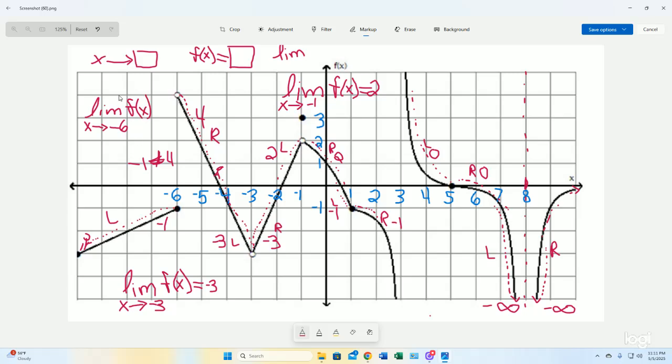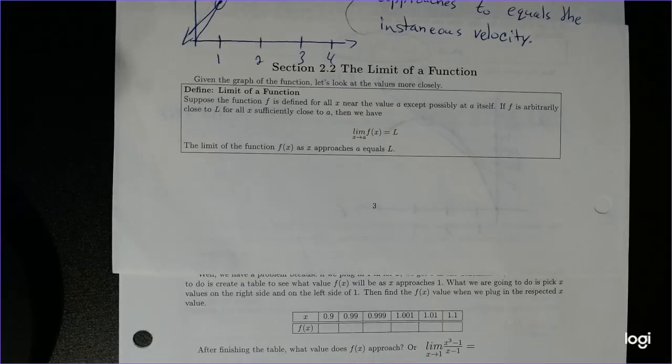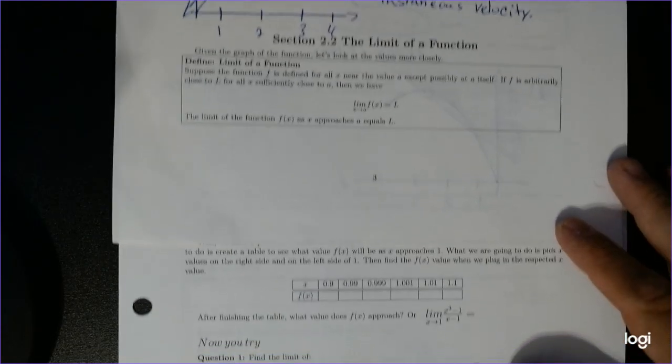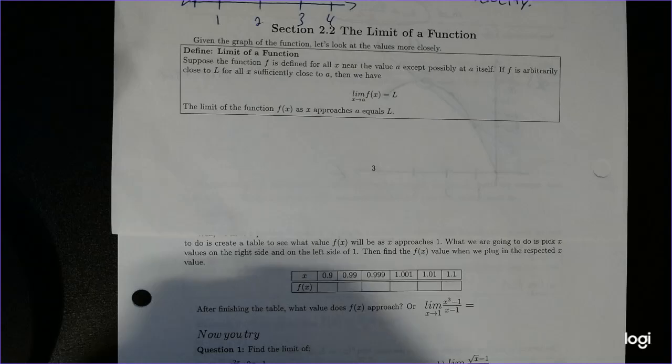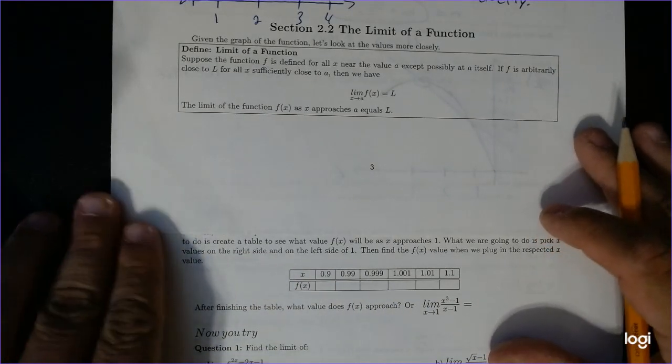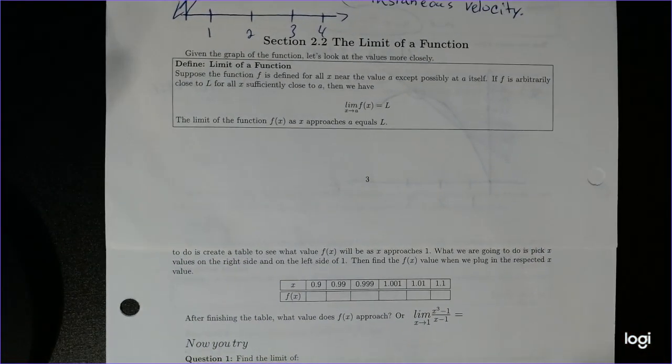Okay? So that's a brief introduction of what we're going to be talking about in this section here. So let's now talk about this. Let's go over the actual mathematical portion without the walking and all that fun stuff. Okay? So, definition of a limit.